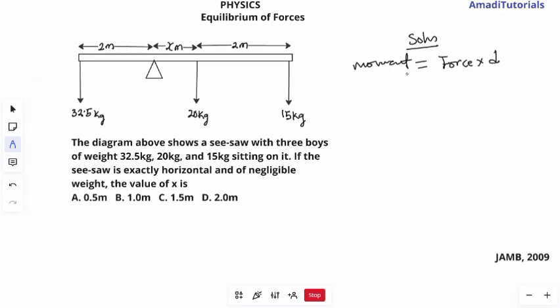So, having defined moment, we are going to take moment about this fulcrum. Now, you see this first force here that is acting downward is acting in an anti-clockwise manner with respect to this fulcrum. This one, 20 kg, is acting clockwise with respect to that fulcrum, and this one is also acting clockwise. So we will start taking moment. That will be the first weight there.